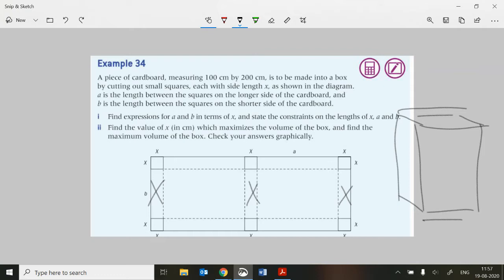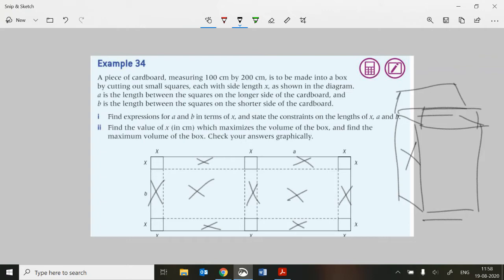Okay, well, it says cutting out small squares, each of which have a side length of x, as shown in the diagram. Maybe they need a box to have two bits at the top which are going to open. So that's how they're defining the situation. And so then you've got a front and a front, and you've got four sides. You've got this side four times over.